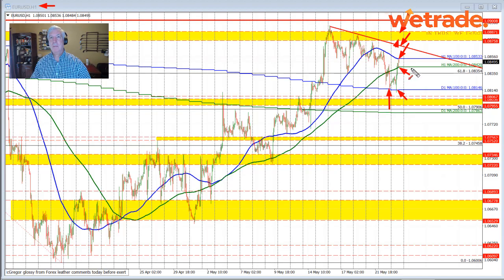On the downside, a break back below the 200-hour moving average opens the door for the 61.8% retracement of the move down from the March high to the low that we saw in the month of April. And then below that, the key 100-day moving average remains a level that traders would need to get and stay below in order to increase the bearish bias in the euro versus US dollar.